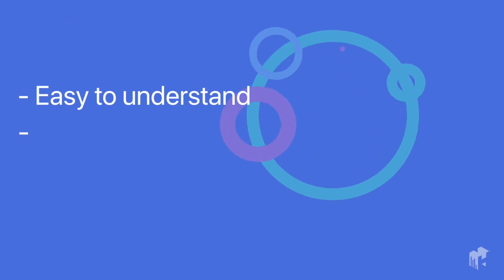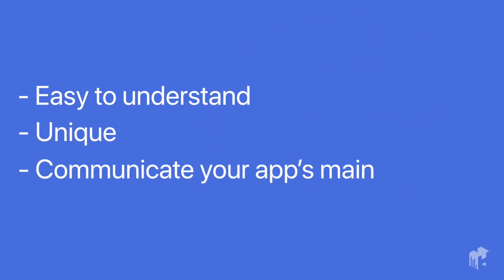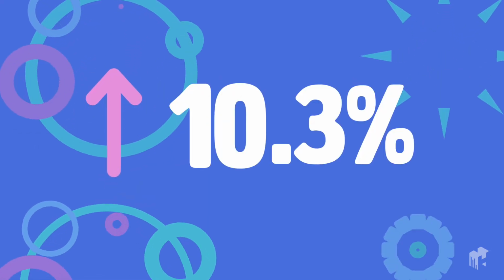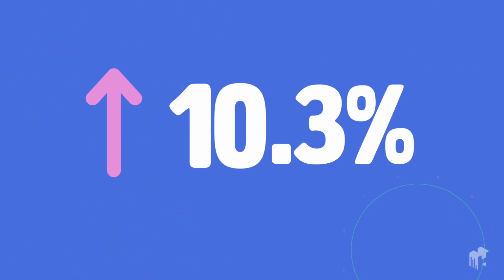As for your app name, this should be easy to understand, unique, and communicate your app's main purpose. Use your strongest keywords in your title too. This helps you rank on average 10.3% higher than the apps that go without.